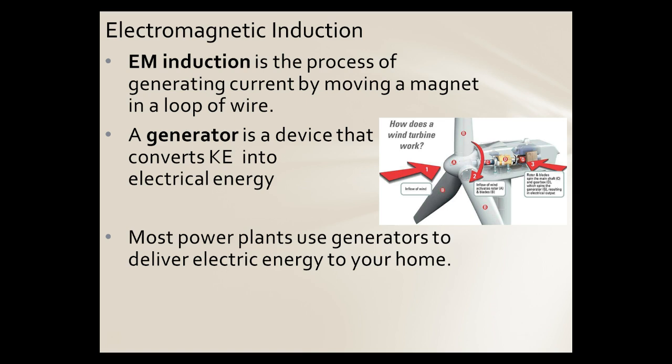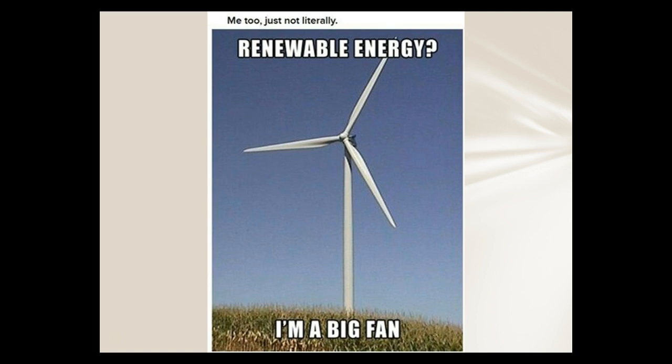Most power plants use some type of generator to deliver electricity to your home. The electricity that you're listening to this with probably came from something just like this. At some point, there was a magnet inside a loop of wire, and as it rotated, electricity was created. Get it? Renewable energy? I'm a big fan. Because more or less, you get this giant thing right here. It's a wind turbine, and of course, kinetic energy converts into electrical. But if you were to run it backwards, you could run electricity into this and turn that into a motor. So it's a big fan.